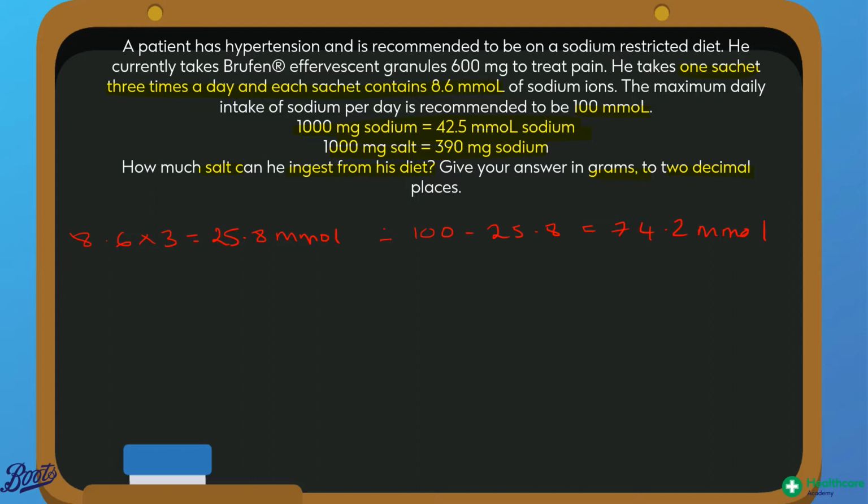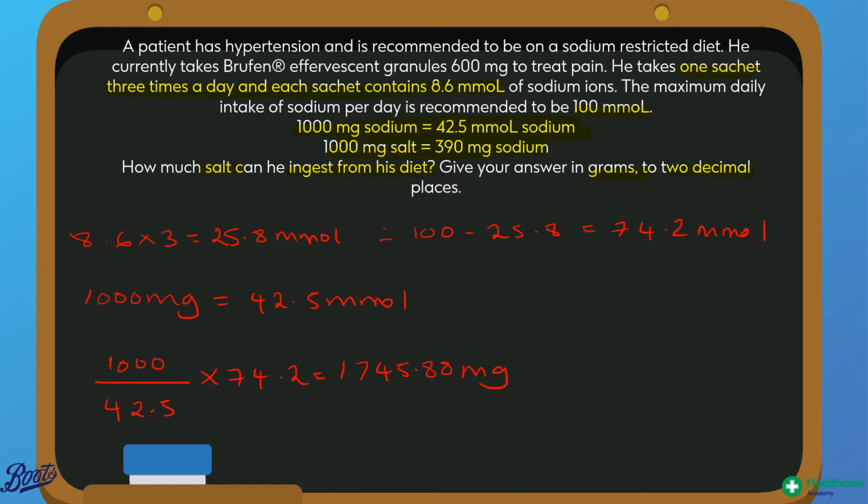So we know that 1,000 milligrams of sodium is equal to 42.5 millimoles of sodium. So how many milligrams are present in 74.2 millimoles? We can work this out by dividing 1,000 by 42.5 and then multiplying by 74.2 to give us an answer of 1,745.88 milligrams.